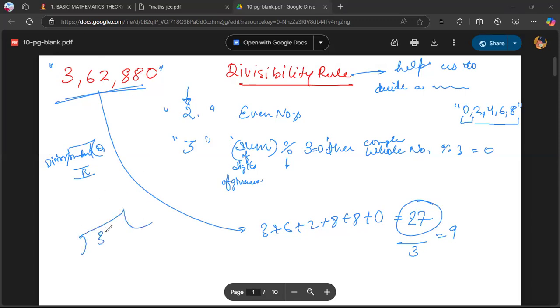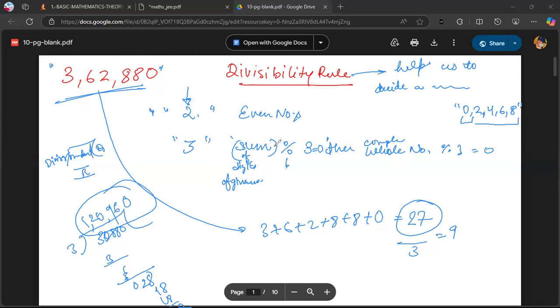Do you want to try? 1, 3, 2, 6, 6, 0, 2, 0, 8, 9, 1, 8, 6, 18, 0, and there is a 0 remaining. So this is the number which we will get after dividing this number by 3. Okay, so yes, this rule is working.